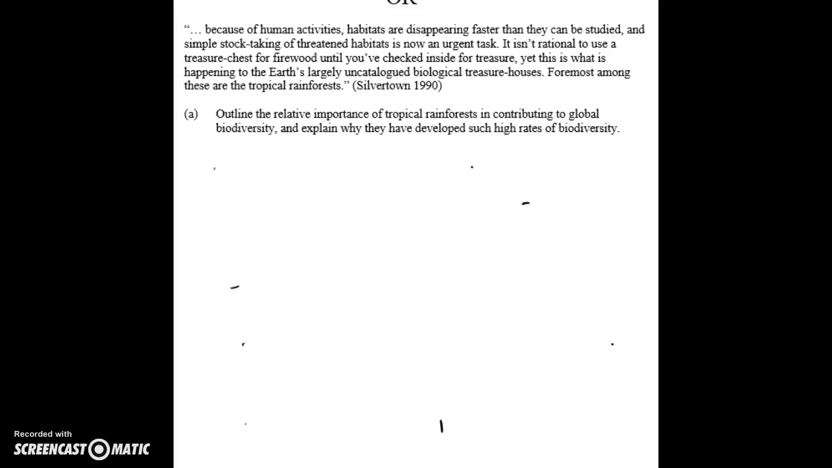Okay, so question 3a. This is a question about the uncatalogued biological treasure houses. Treasure house, really what we're talking about is a biological hotspot, and they give the example here of tropical rainforests. So now we need to outline the relative importance of tropical forests in contributing to global biodiversity and explain why they have developed such high rates of biodiversity.